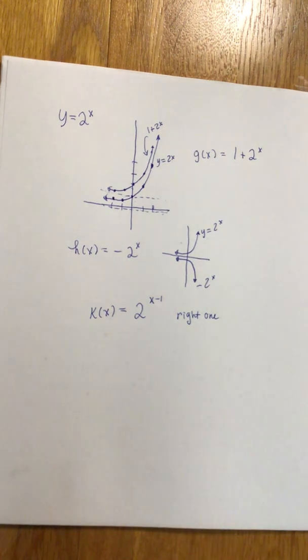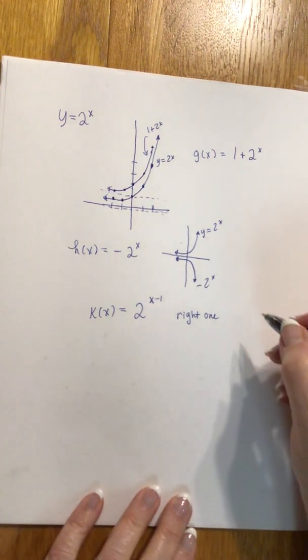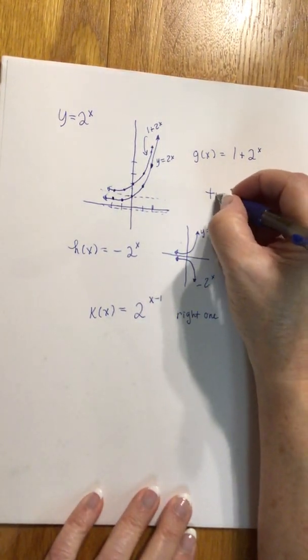So your transformations are the same kind of things that you've been used to before: inside the function, outside the function, reflect across the x-axis, reflect across the y-axis. So you've got all those different transformations.